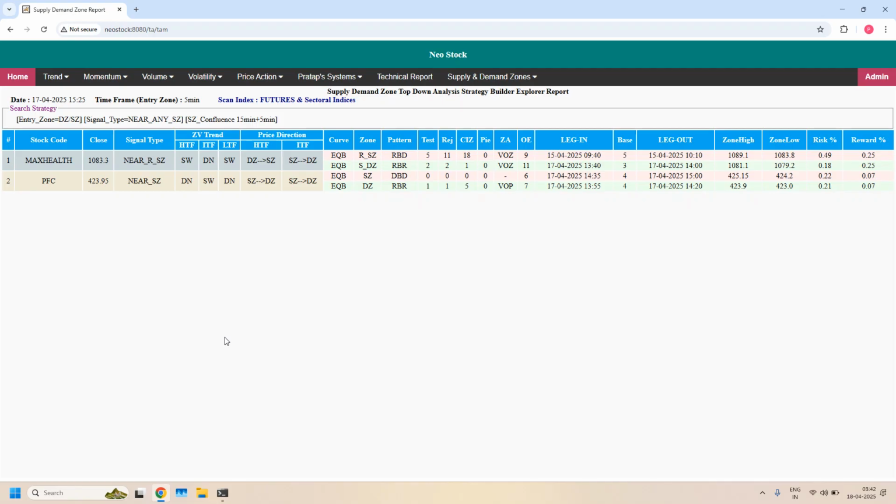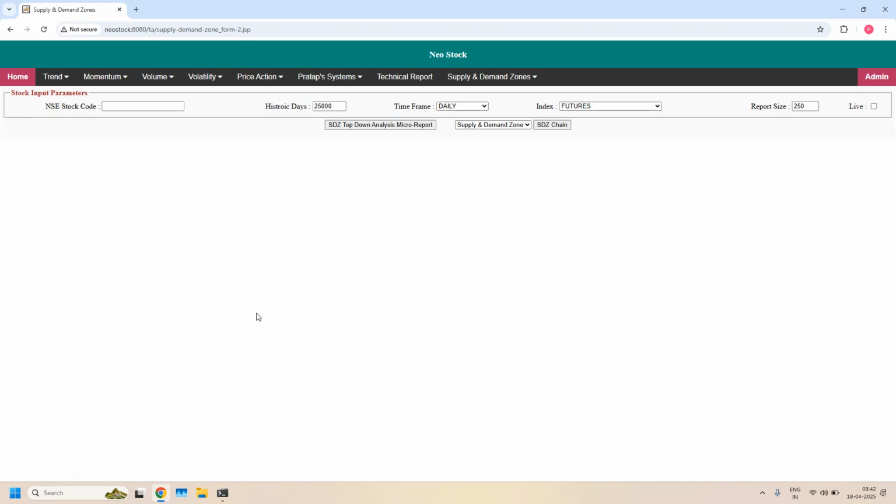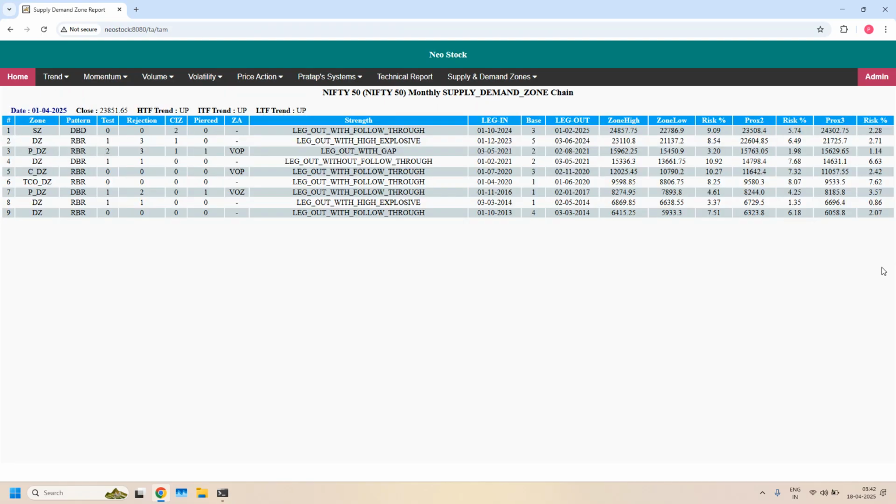Next, we will generate a NIFTY and BANKNIFTY supply demand zone chain. Starting with NIFTY, generating monthly supply demand zone chain for NIFTY. So this is NIFTY monthly supply demand zone chain.